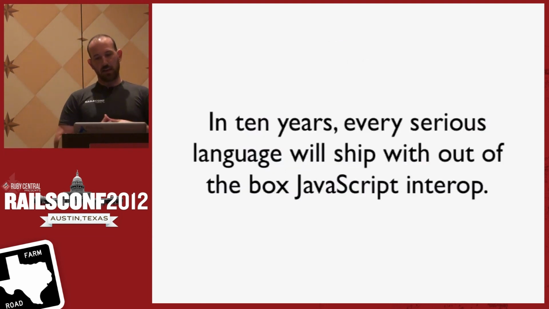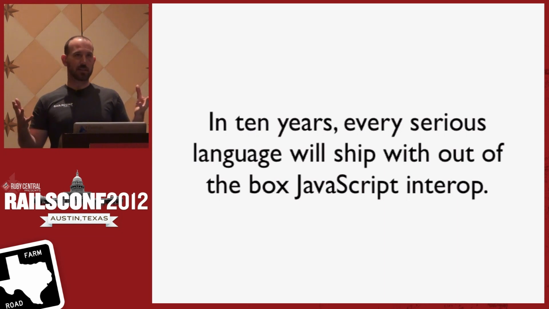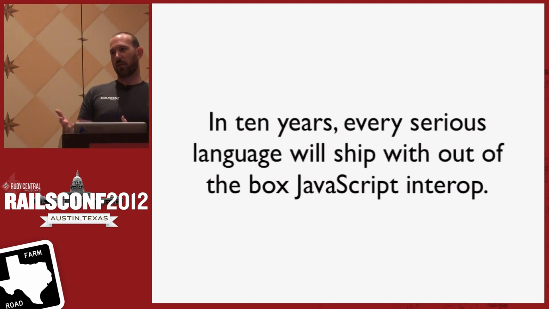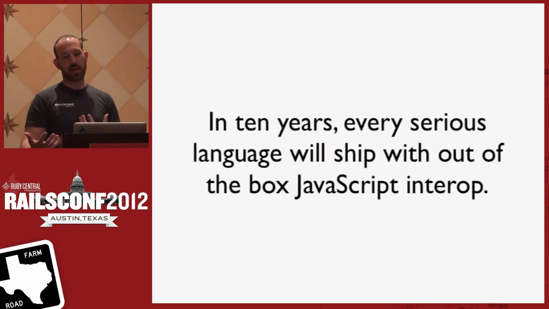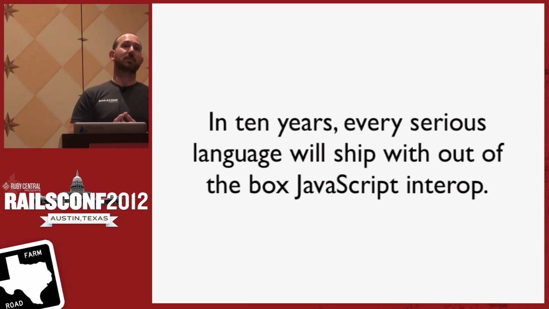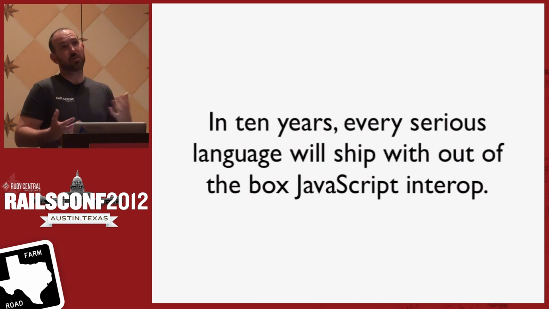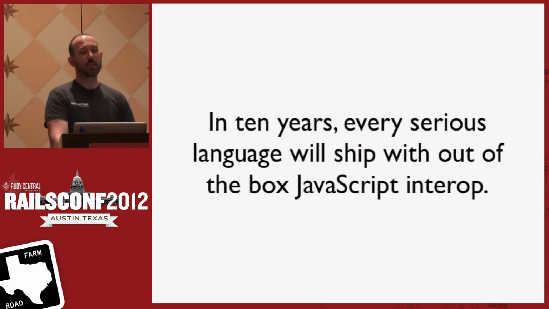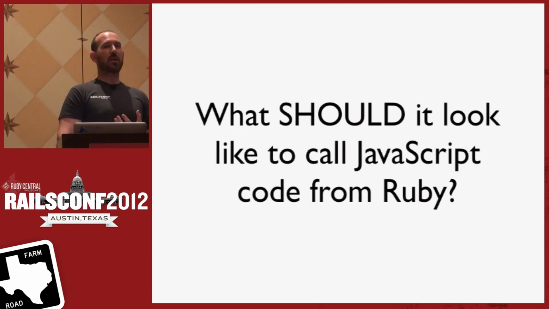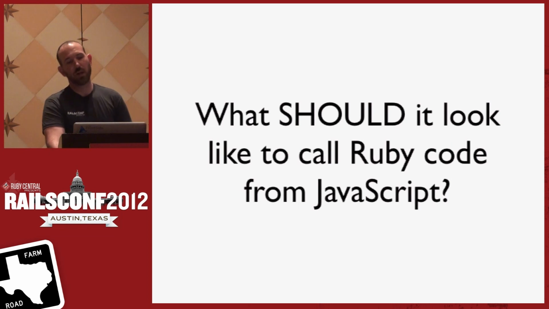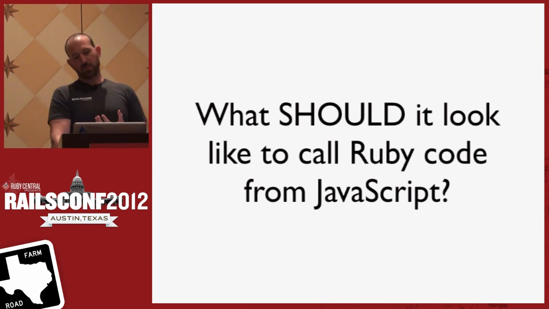I think that every serious language will have JavaScript interop just out of the box, and it's time to start thinking about what exactly that looks like. Java has had something like this for 5 years, and it's really awesome. It just ships with the JVM, and it's right there. So we need to start asking questions like, what should it look like? What should these interfaces look like to call JavaScript from Ruby code? What should it look like to call Ruby from JavaScript?